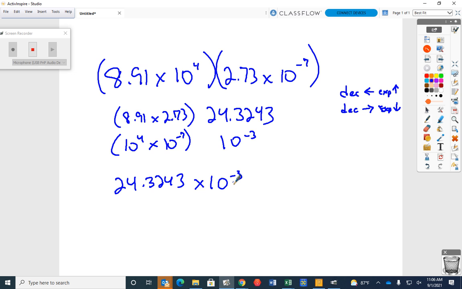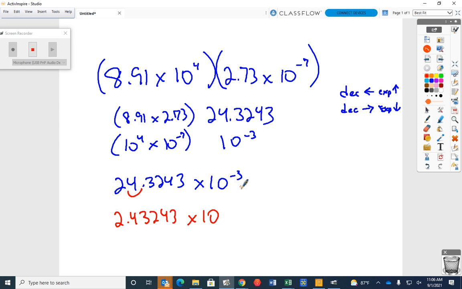Okay, now, what's the problem still that I have to deal with? Okay, Natalie, what's the problem? It's not between 1 and 10. Yeah, I got to move it, don't I? How many spaces do I have to move it? So if I move this 1, it's now 2.43243, times 10. Now here's where it's a little bit different. I'm going to add 1. I'm going to go up 1, okay?